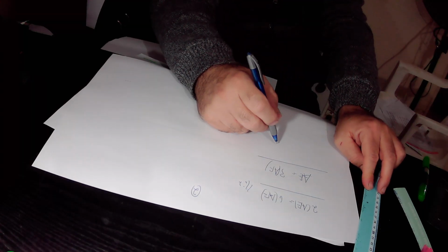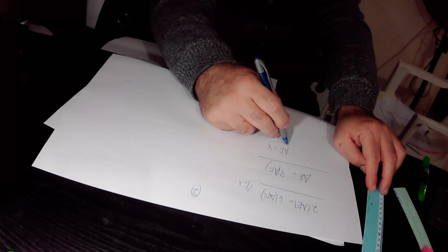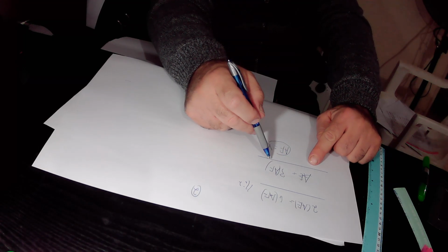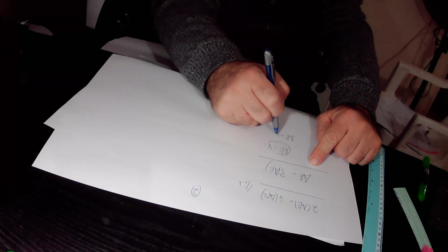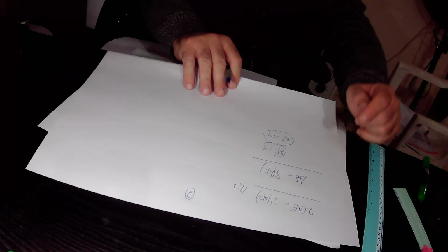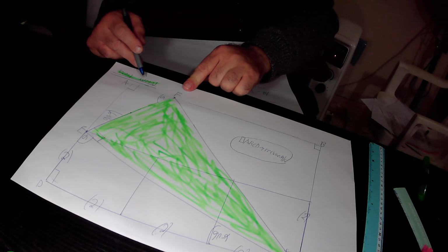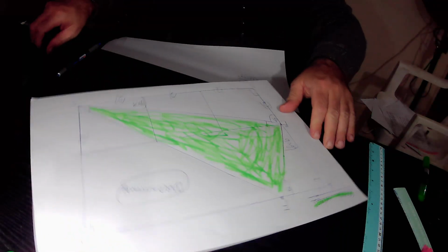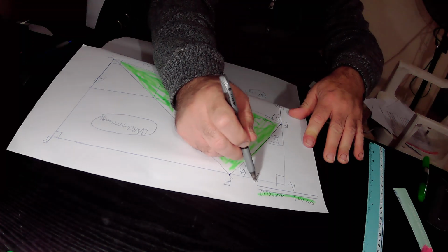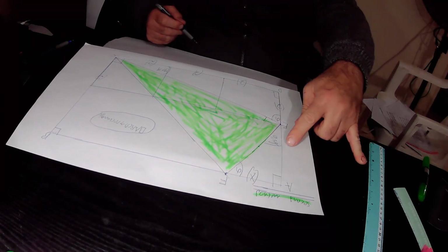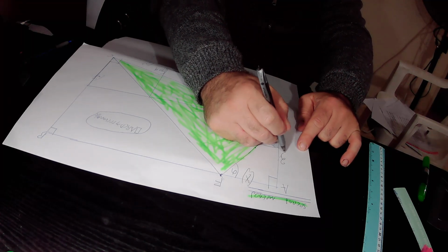If we define the length of side AF as x, then according to this equation, AE must be equal to 3x.